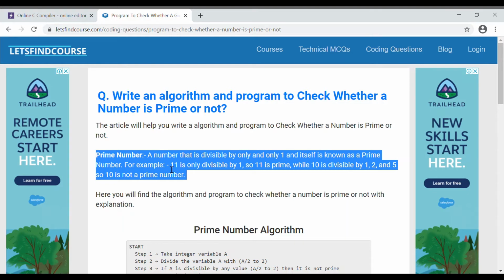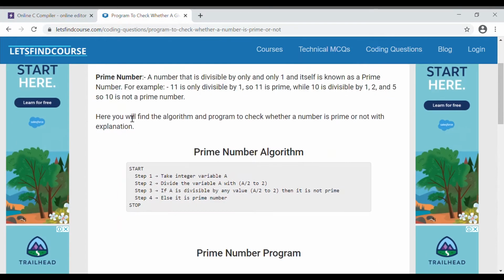So what is a prime number? A number which is divisible by only and only 1 and itself. That number is called a prime number. I hope you understand the concept of prime number. In this question, we are asked to write code to check whether the input number is prime or not. The question will give an input number, which can be any number, and we have to check whether it is prime or not. This is the most common question that is asked everywhere; almost in all coding learning you will find this question.